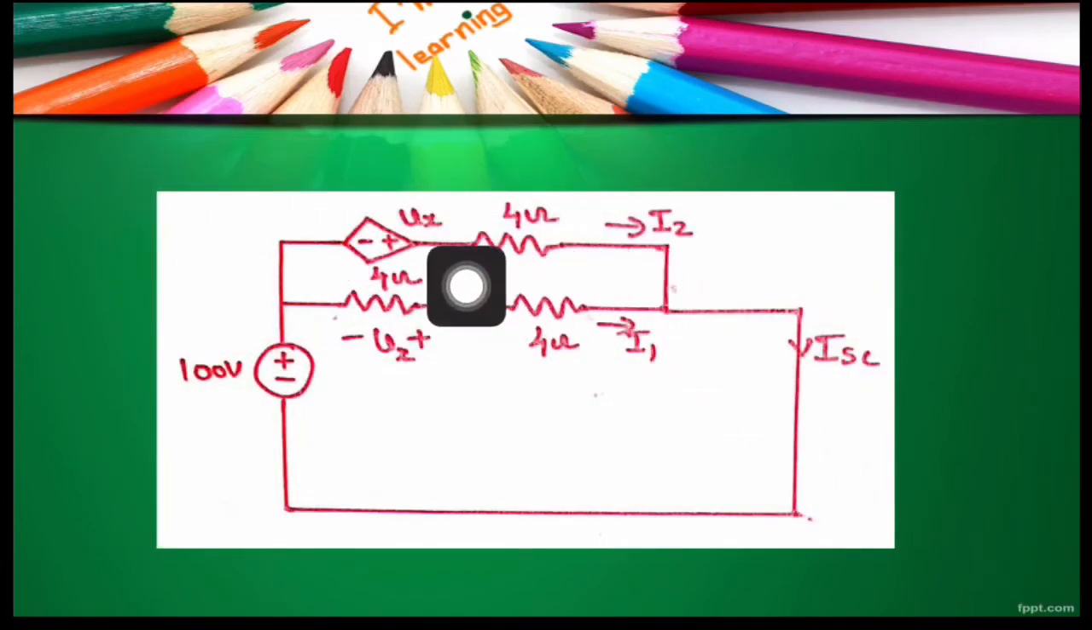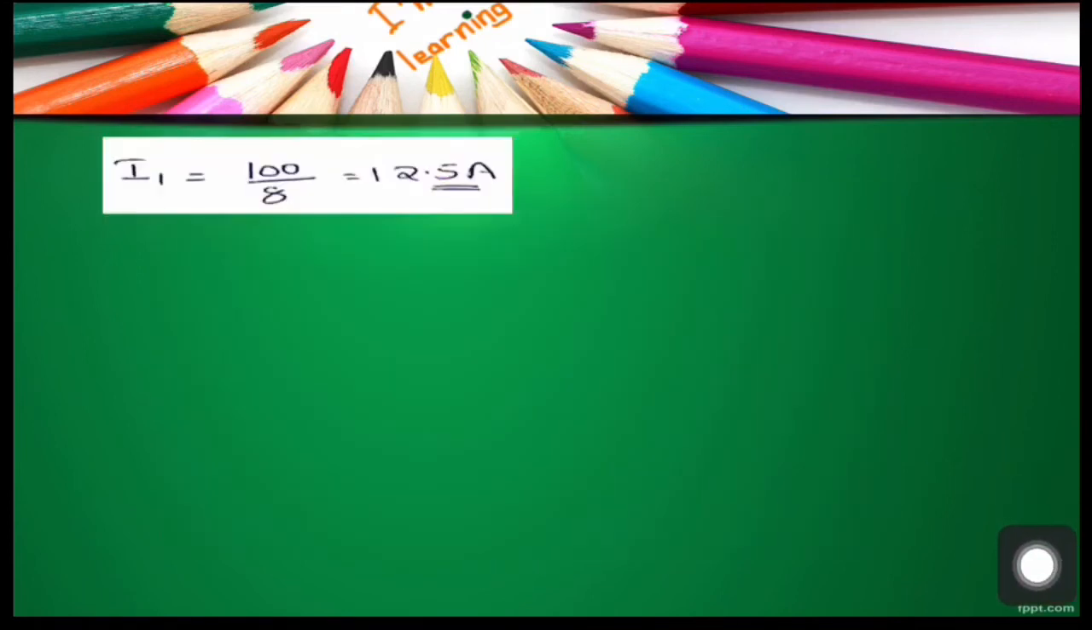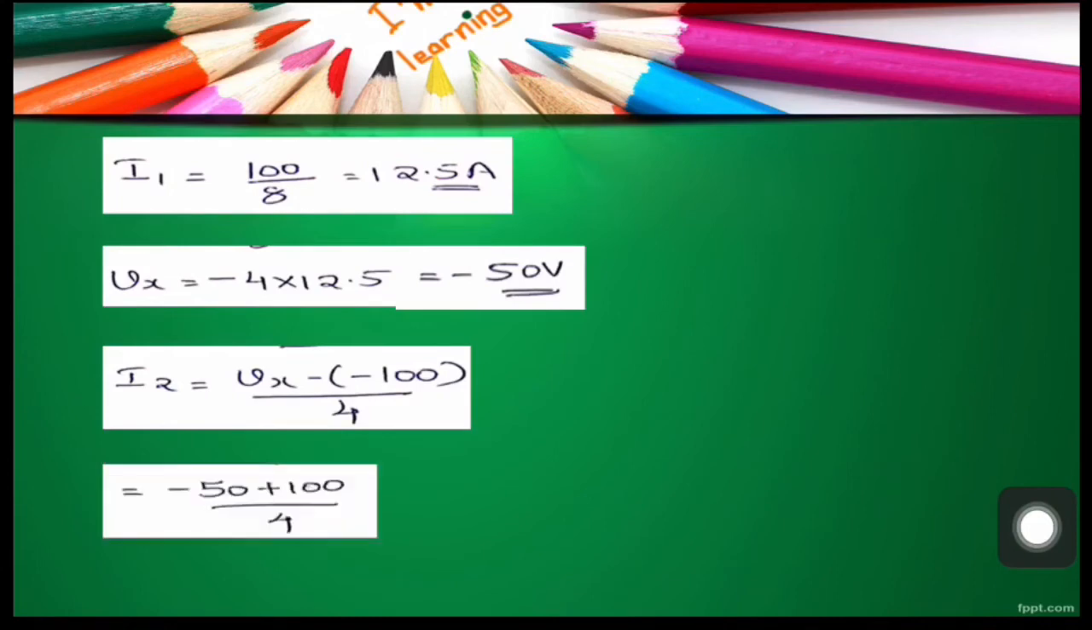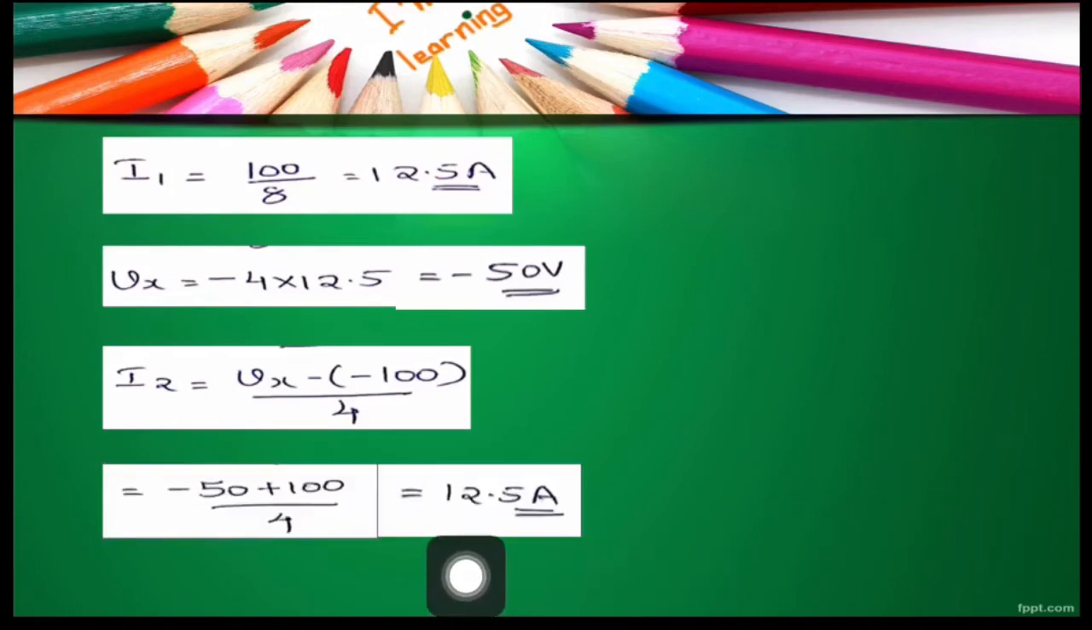Now, look at this current I2. It is defined as the current through this 4 ohm from left to right. One end of this 4 ohm is at potential plus Vx and the other end is at potential minus 100. Correspondingly, the current through this 4 ohm from left to right can be expressed as Vx minus 100 by 4. By substituting the value of Vx, we get I2 is equal to 12.5 amperes.